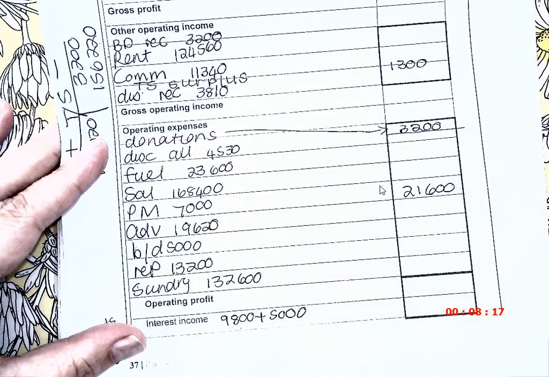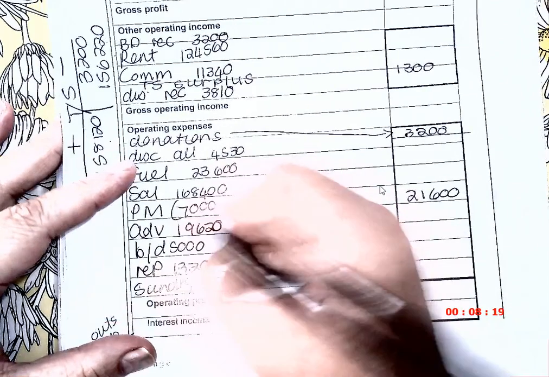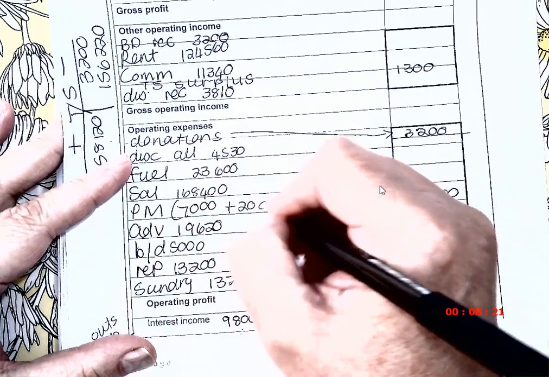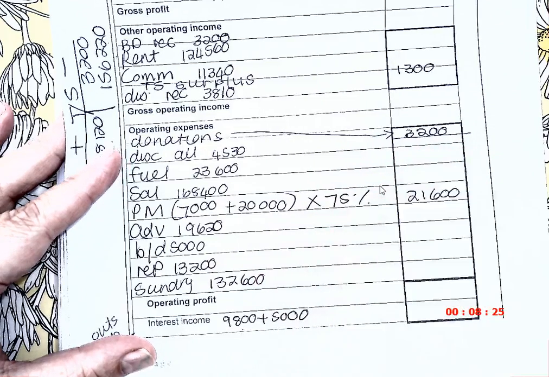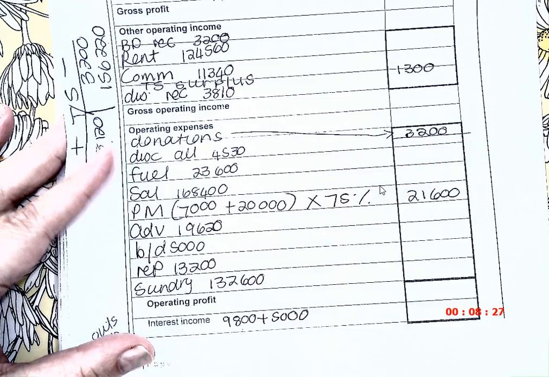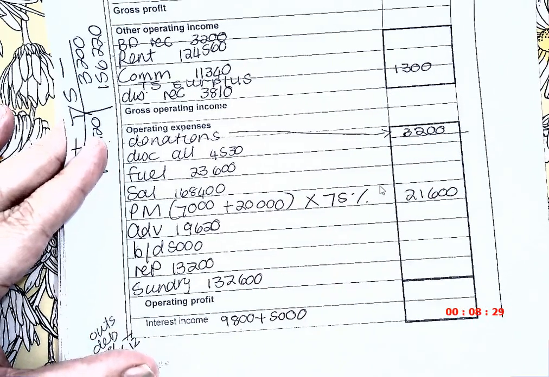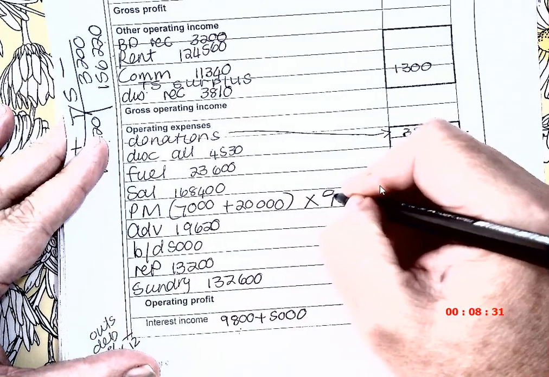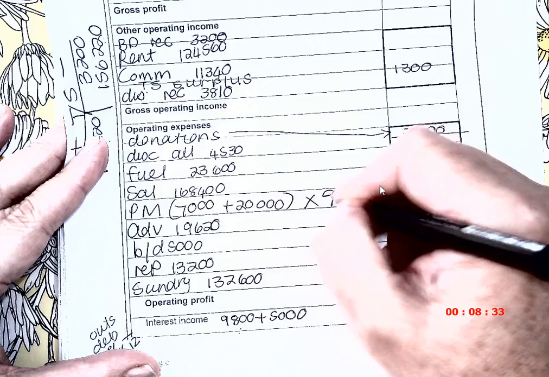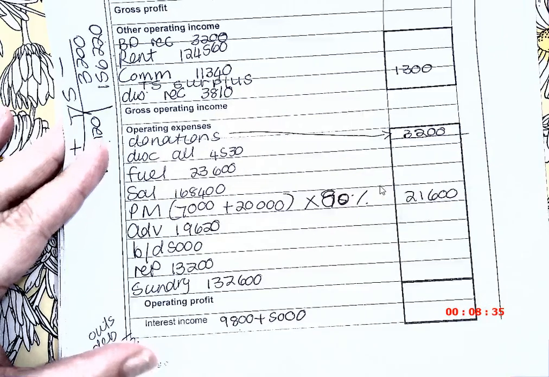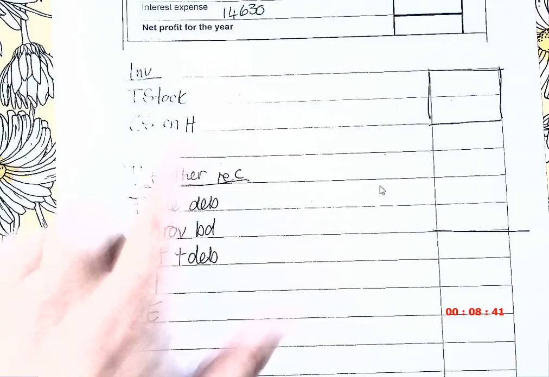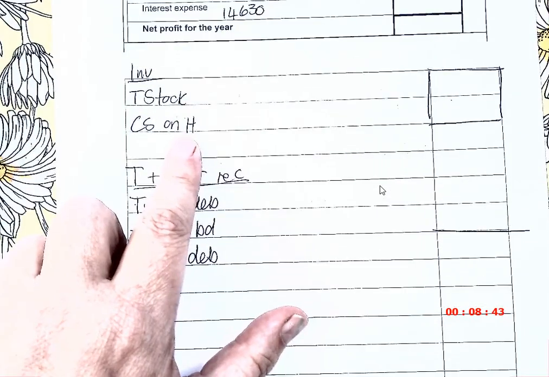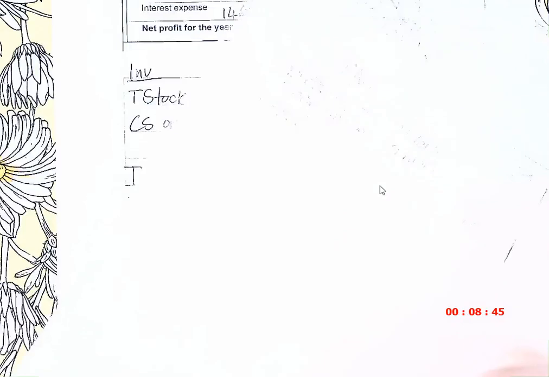How did I do that? It's that 7 plus the 20 times the 75%. Okay? If I go to 85. Can you stop shouting at me? So, let's go to inventory. If I go to my inventory, consumables on hand, it's going to be the 54.